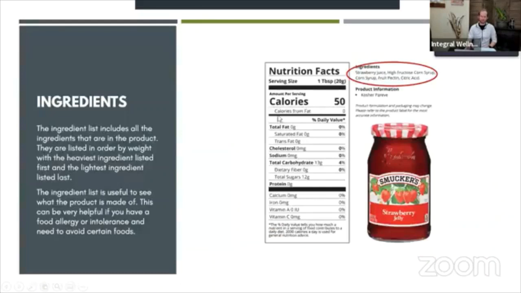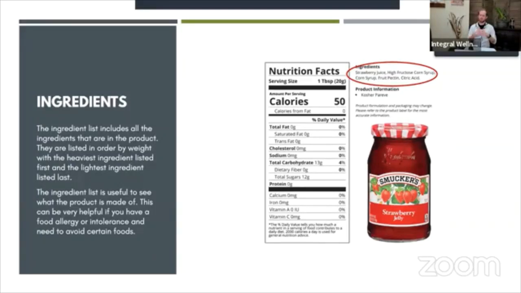So the ingredients, first off, this is where we're going to start. The ingredients list includes all of the ingredients that are in the product, right? It always starts with the heaviest, or what it's made most of. So it goes by weight: the heavy ingredients are listed first, and then the lighter ingredients are listed last. This one here, just as an example, is Smucker's strawberry jam.